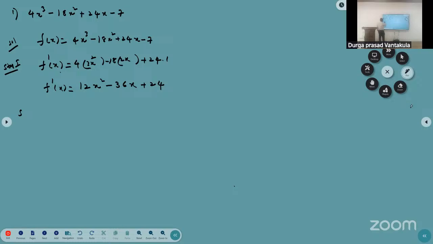Step 3. Before we go to the testing stage, we need one more friend. This friend is very important. They will be introduced in the middle of the journey. Some friends are added from our childhood, some friends join in the middle. Who is our recent friend? f double dash of x.